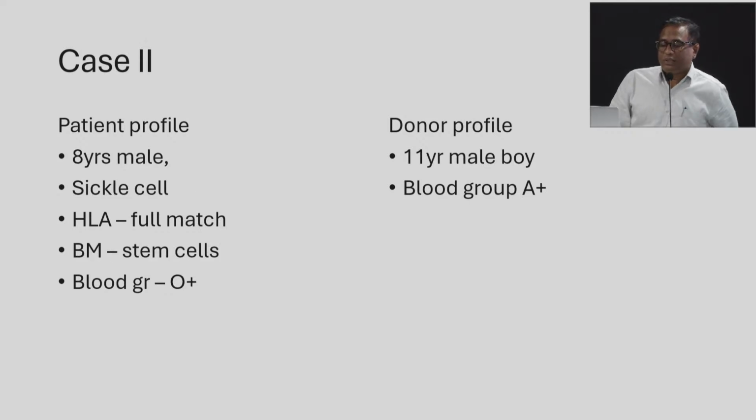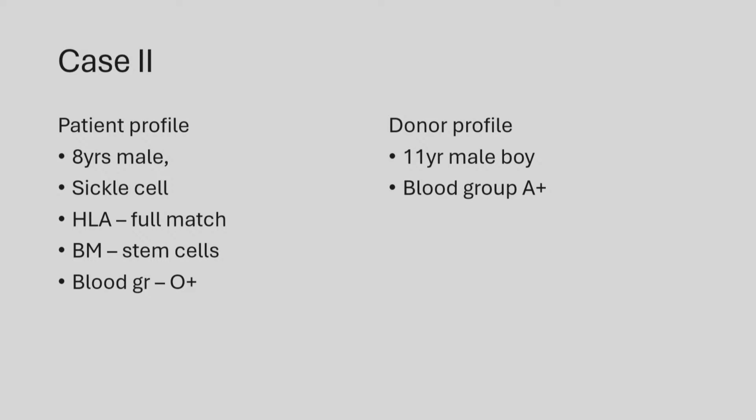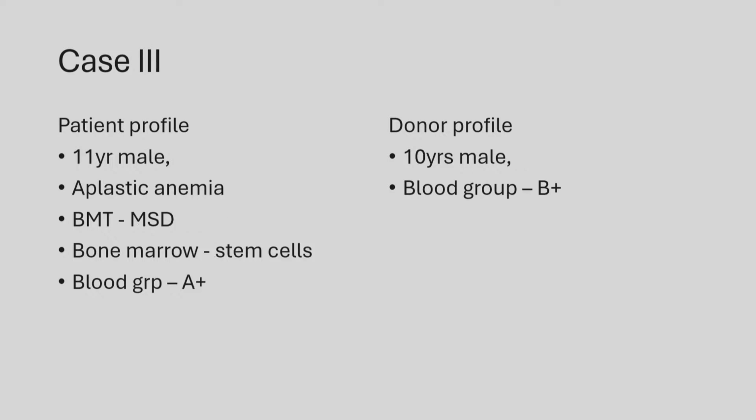The second patient is an 8-year-old male with sickle cell disease, and he had a full match with his brother, a sibling, and the source of stem cells was again the bone marrow. The blood group of the patient is O positive and the donor is A positive. The third case is an 11-year-old male with aplastic anemia, and again he had a matched sibling donor, a 10-year-old male with 100% match, and the source of stem cells again was bone marrow.